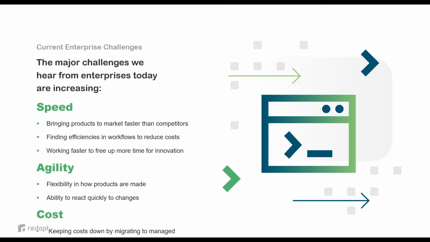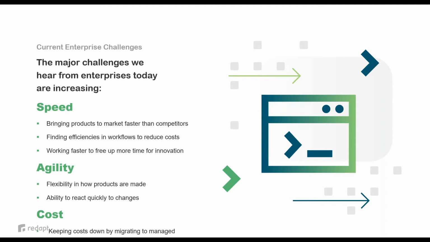Some of the current enterprise challenges. This is not news to anybody. Three things that everybody focuses on right now: speed, agility, and cost. How can I bring my product to market at a much faster pace? How do I find efficiencies in existing workflows, or create new workflows to reduce the costs I'm incurring right now? And instead of focusing on my infrastructure or other things, how can I work faster to free up more time for innovation? Because that should be the bread and butter, the main thing enterprises focus on.